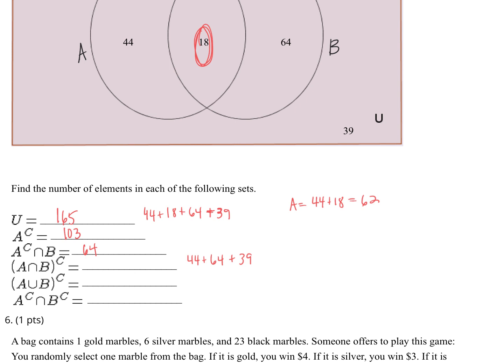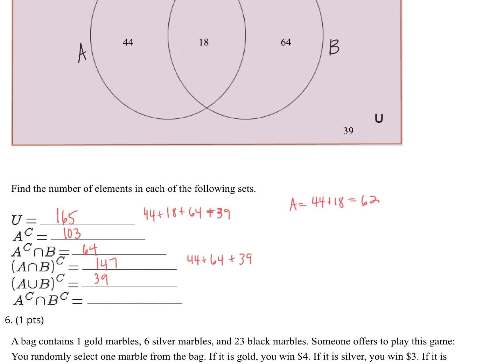And that would be 147. All right, and then we have A union B, and then the complement of that. So let me erase this circle. So A union B, that would be everything combined. The complement of that would be just what's outside of that. So that would be the 39 outside of those circles.